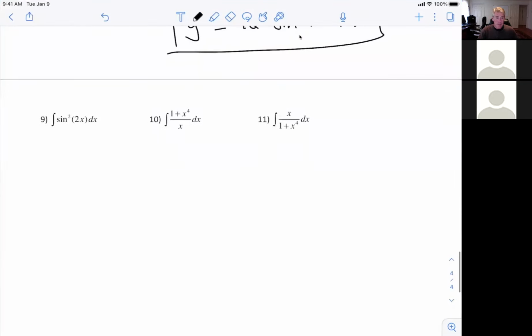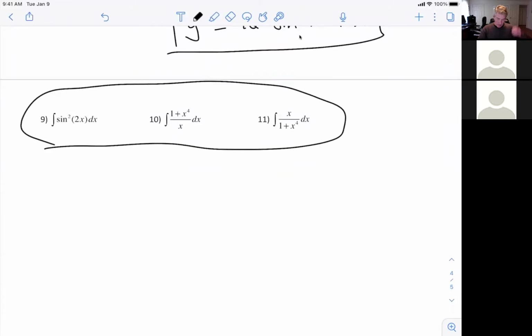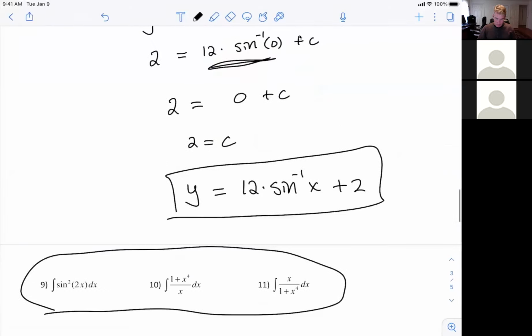Well, I was really ambitious, hoping that we were going to get to these others, but I think I need to wait on those until we can do fancier antiderivatives. So that's it for this week. Let me turn off the record.